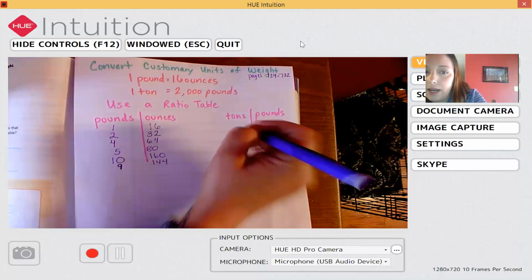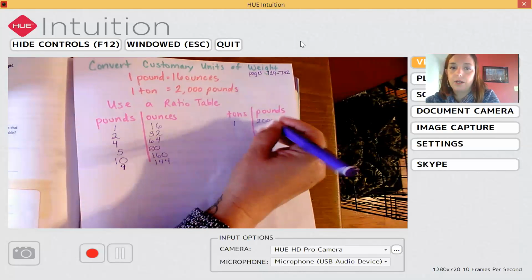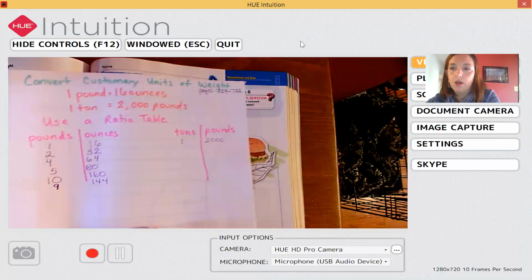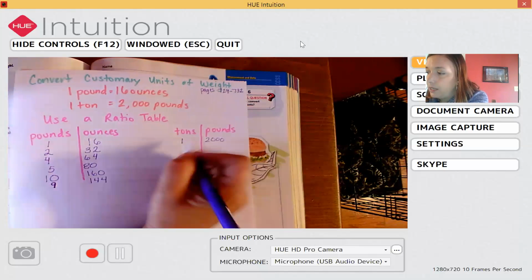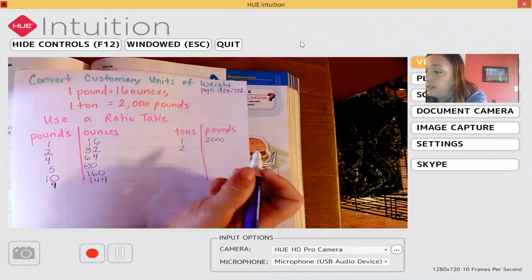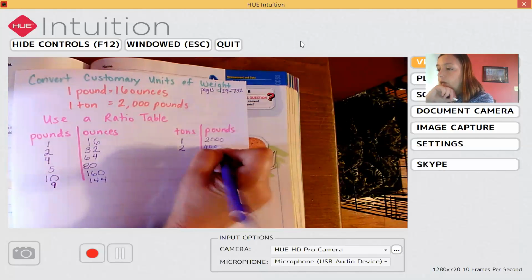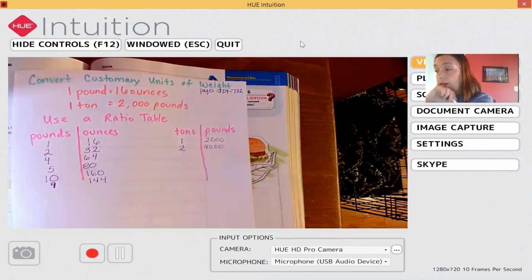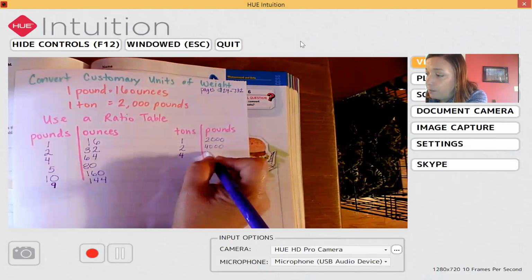So I'm going to put 1 ton is 2,000 pounds. I'm just going to move this a little closer here. So 1 ton is 2,000 pounds. So that would be 2 tons. If I double that, that would be 4,000. Okay. Now if I double that again, I have 4 tons. I double the amount of pounds. That would be 8,000.